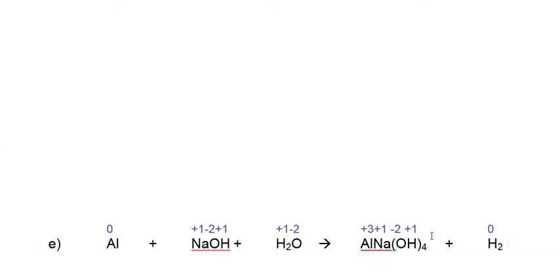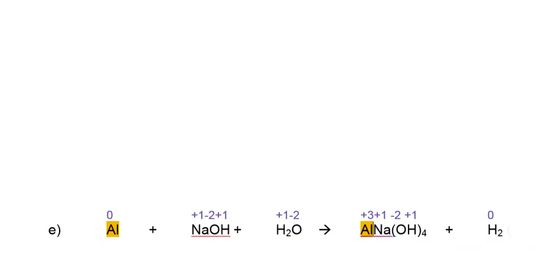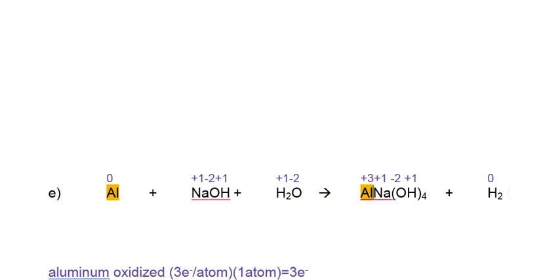So when we're using oxidation numbers to balance, the first thing we need to do is identify what's changed. Well, we can see aluminum is going from 0 to +3. So that is an oxidation, and it's 3 electrons per atom. So for those 3 electrons per atom, we can see we've got 1 atom on this side and 1 atom on that side, so that's why I multiply by 1 atom. It's 1 atom on both sides.